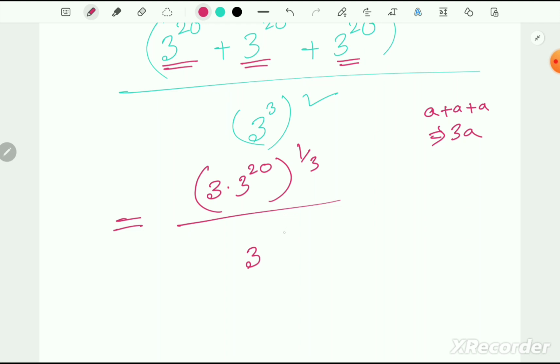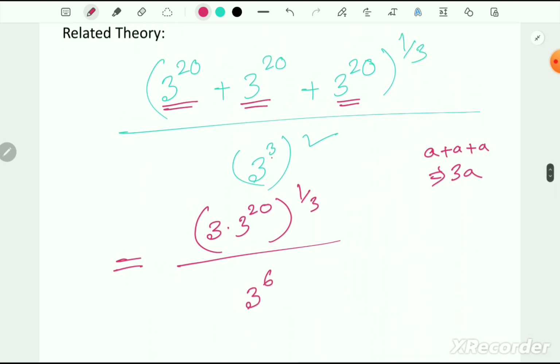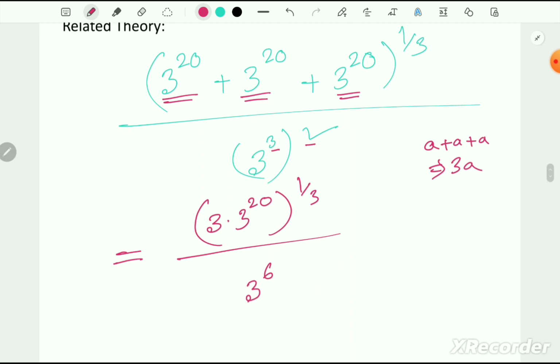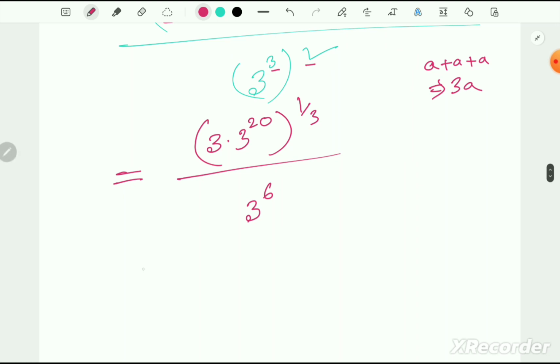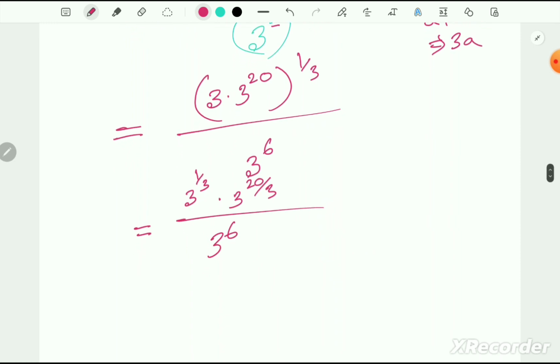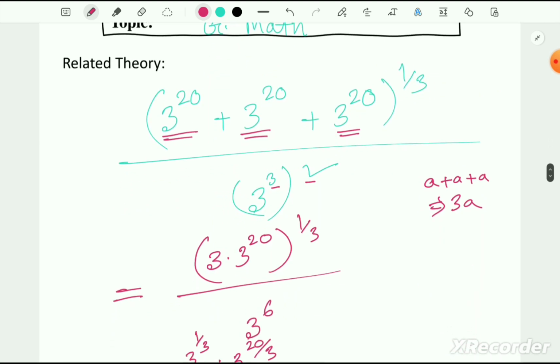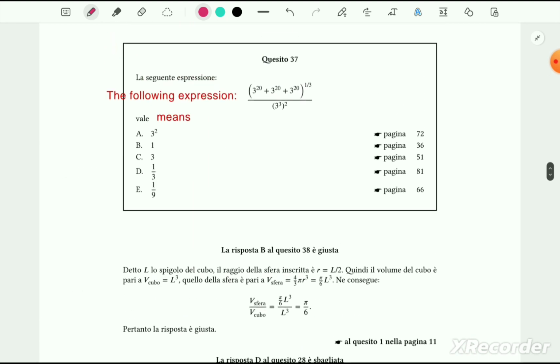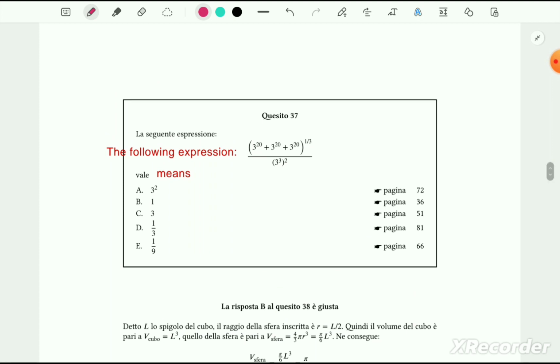And 6, because power of a power actually becomes multiplication, not the square. You have to be careful about that. So on the top we can write 3^(1/3) and 3^(20/3), divided by 3^6. So let's see our answer, what are given in the options.